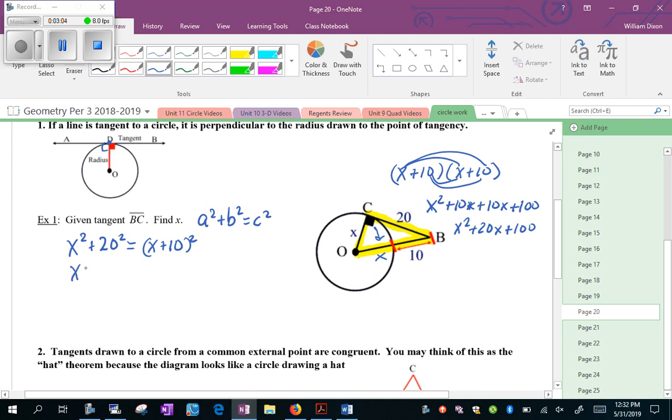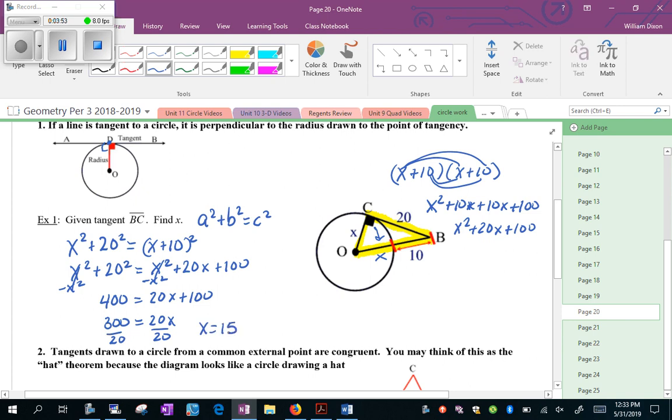So here I'm going to have x squared plus 20 squared equals x squared plus 20x plus 100. I'm going to subtract x squared from both sides. 20 squared is 400, so I have 400 equals, these cancel, 20x plus 100. I'm going to subtract 100 from both sides and get 300 equals 20x. Divide by 20 on both sides, and x equals 15. And that's my answer.